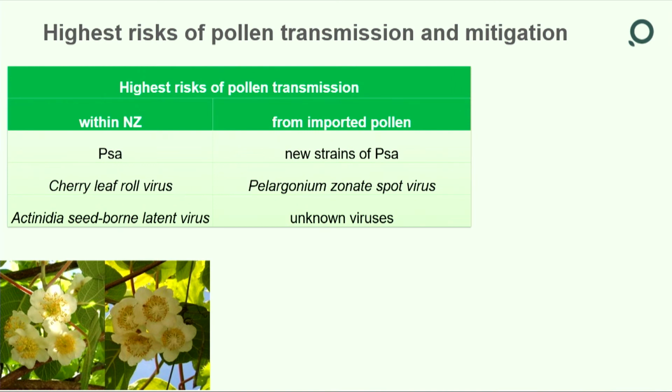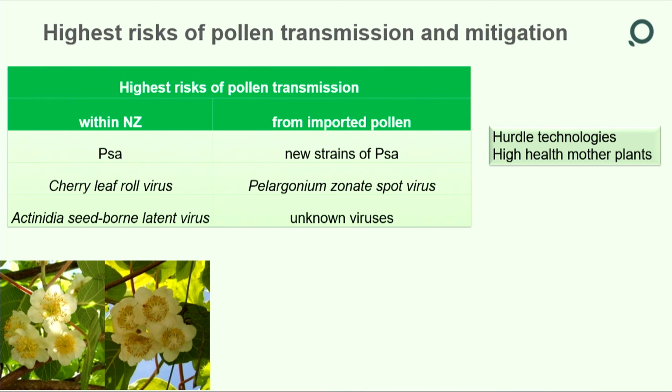If we import new strains of PSA that have effectors that can overcome the tolerance of Hayward and Zespri Gold to PSA, then we could be right back to where we were in November 2010. So we don't want that at all. The other high risk is Pelargonium zonate spot virus, which is another of the viruses that causes fruit deformation, and it's not currently in New Zealand. And also unknown viruses that we are not aware of as yet.